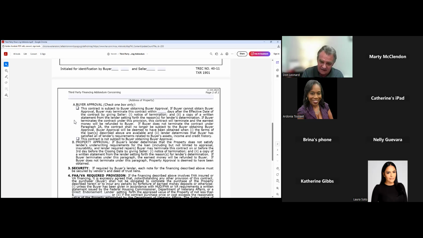Property, totally different. So the only real time frame that we have for property approval is down here, where the individual is going to walk away because for some reason the property doesn't get approved, and that could be appraisal, could be title, it could be survey, could be insurability.